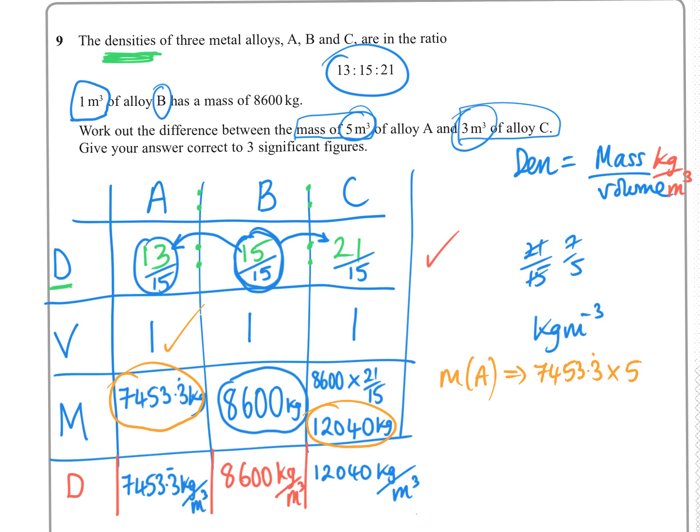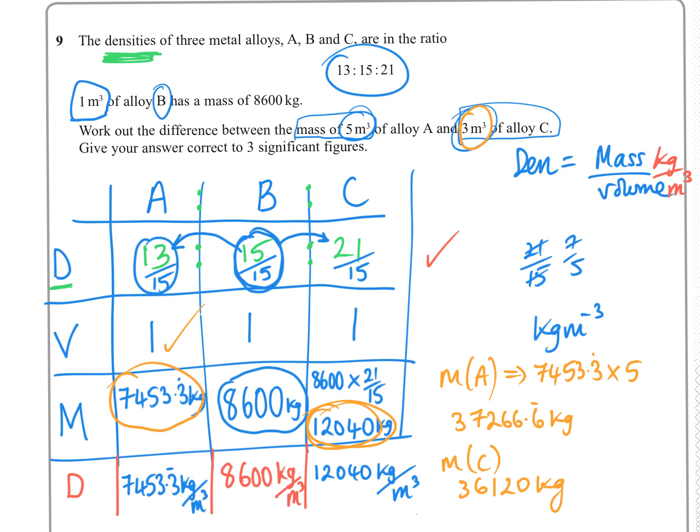So I'm going to do that on the calculator. So that's 7453. I'm just going to do lots of 3's afterwards, it's just easier doing it that way. Times 5. So do lots of 3's after the decimal point, and that'd be just as good. And that's going to give me 37266.6 recurring kilograms. And then the mass of alloy C, 3 meter cubes of it, will be just 12,040 times 3, and I can do that in my head. So that's 36,120 kilograms. You can do it on the calculator.